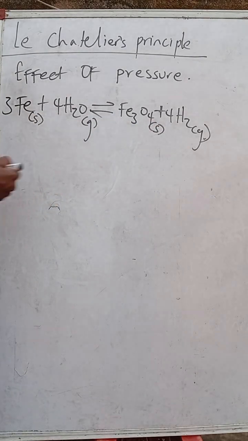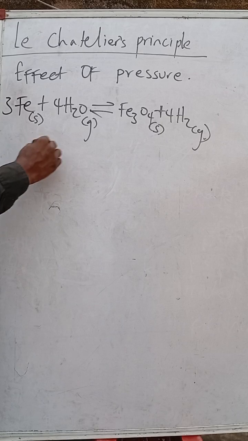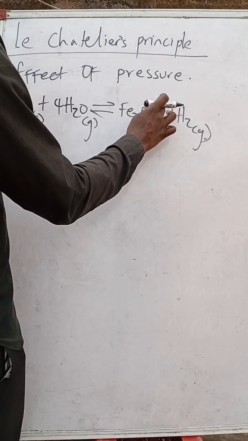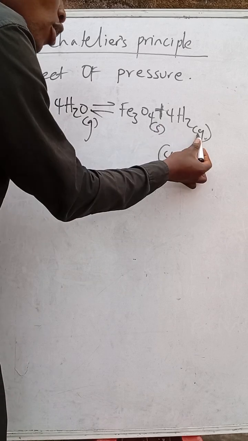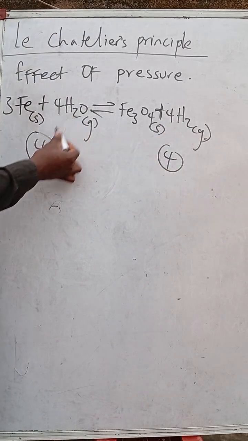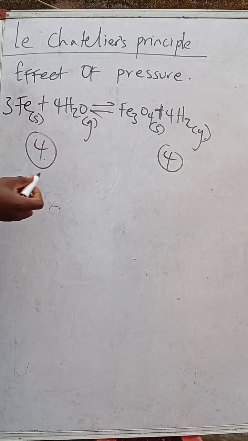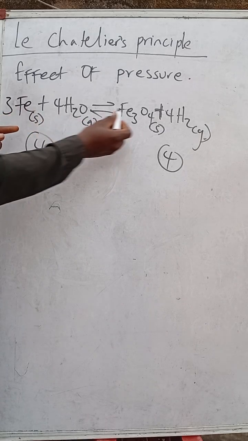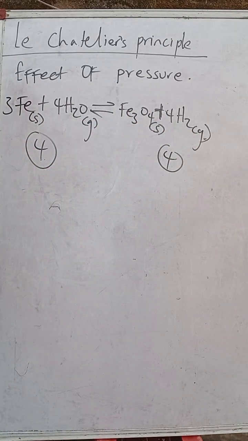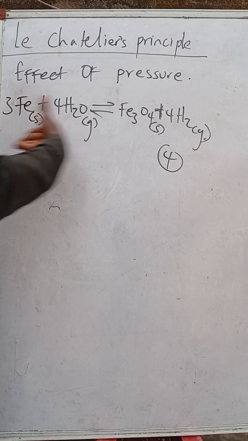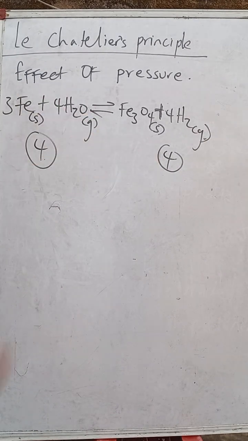So consider the gaseous. How many moles of gaseous reactant are here? 4. How many moles of gaseous product are here? 4. In case you don't know why it is 4, the gas here is 4. These ones are solid, so don't say 7 and 4 or 7 and 5. It is 4 and 4. So an increase or a decrease in pressure has no effect on this system. If I increase or decrease the pressure, there is no change in equilibrium position. Nothing is more formed, no reactant is more formed.